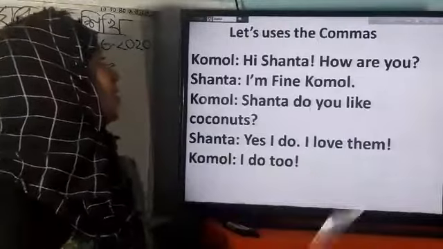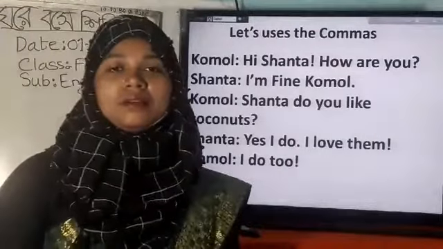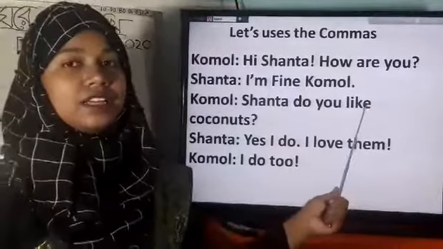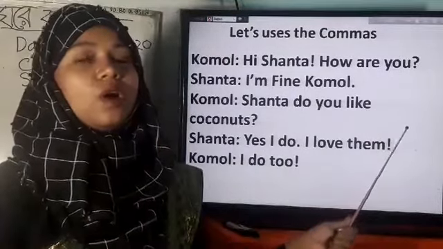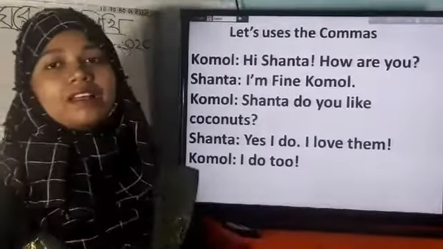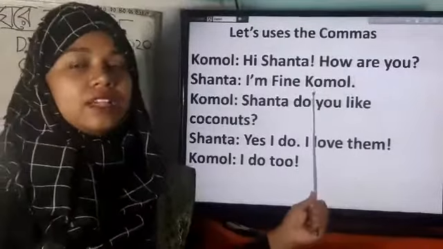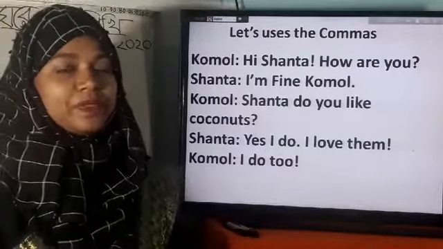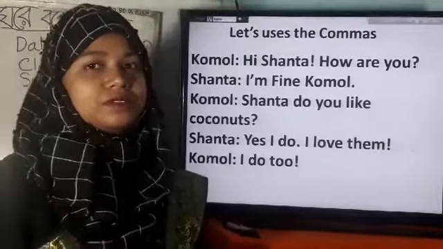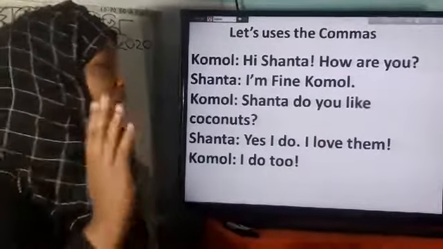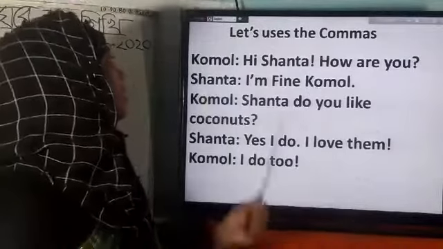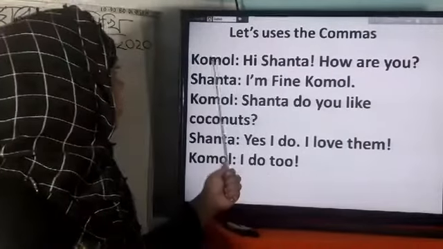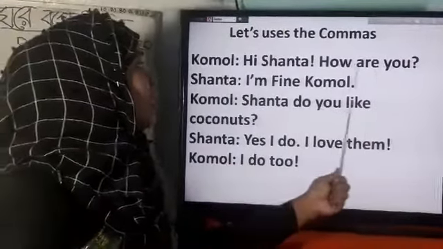Let's use the commas. Dear student, in your book there is a dialogue like this, and you have to find out where we have used a comma. You will have to decide where in this dialogue we will use the comma sign. Okay, I will do it now with your help. Dear student, here are Kamal and Shanta. They are talking. Kamal: Hi Shanta, how are you?